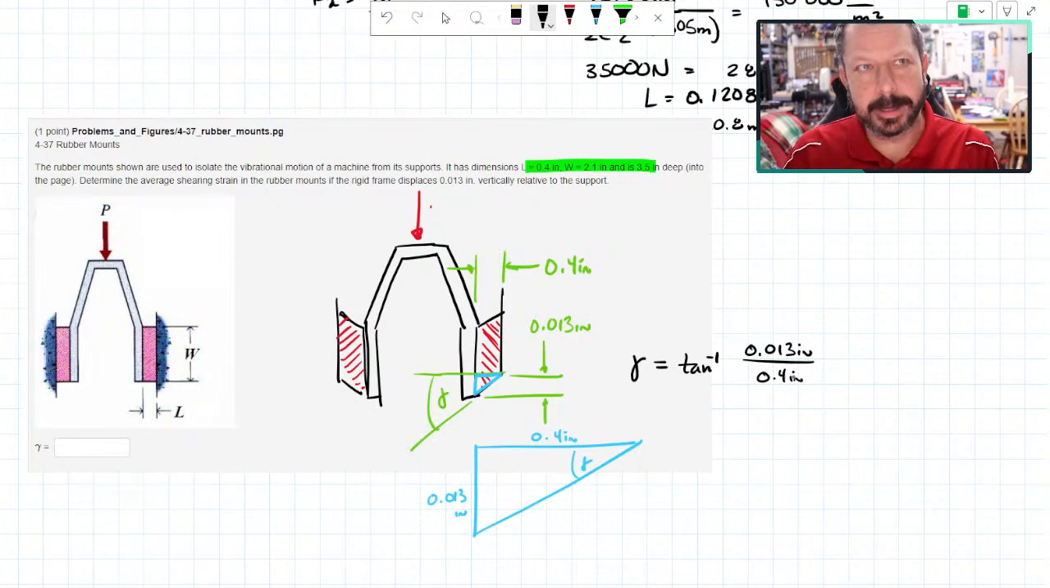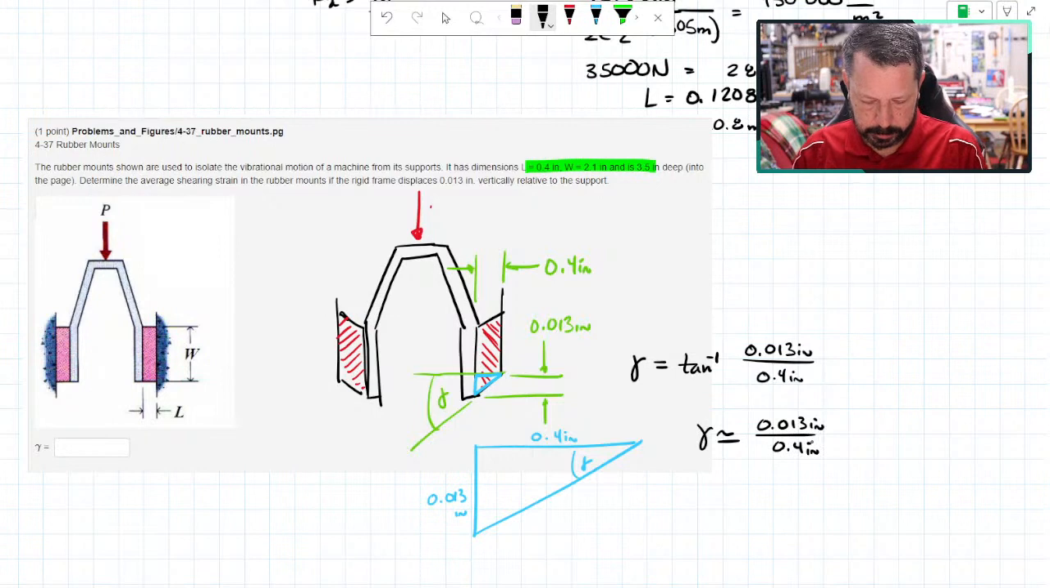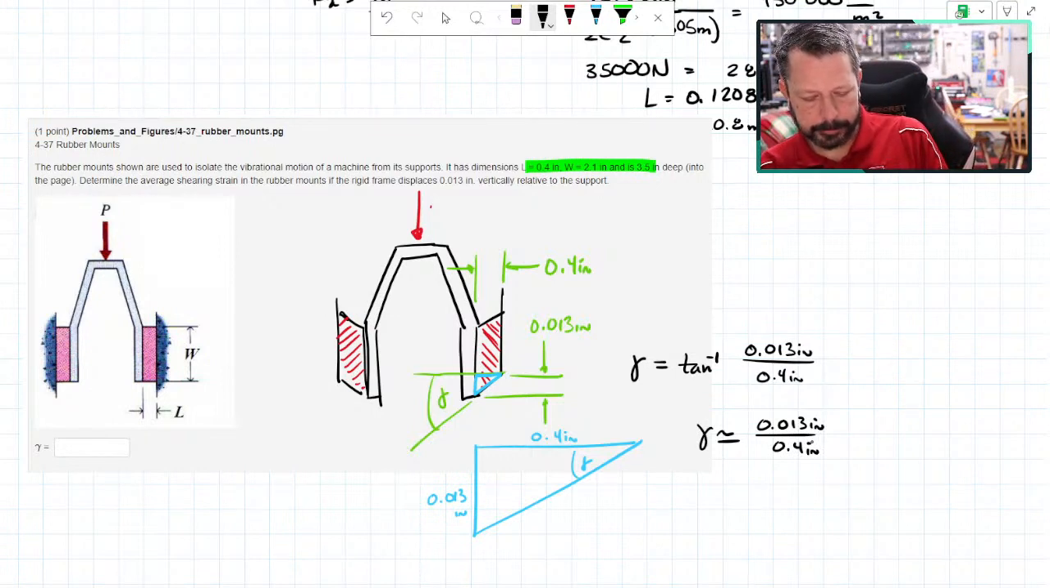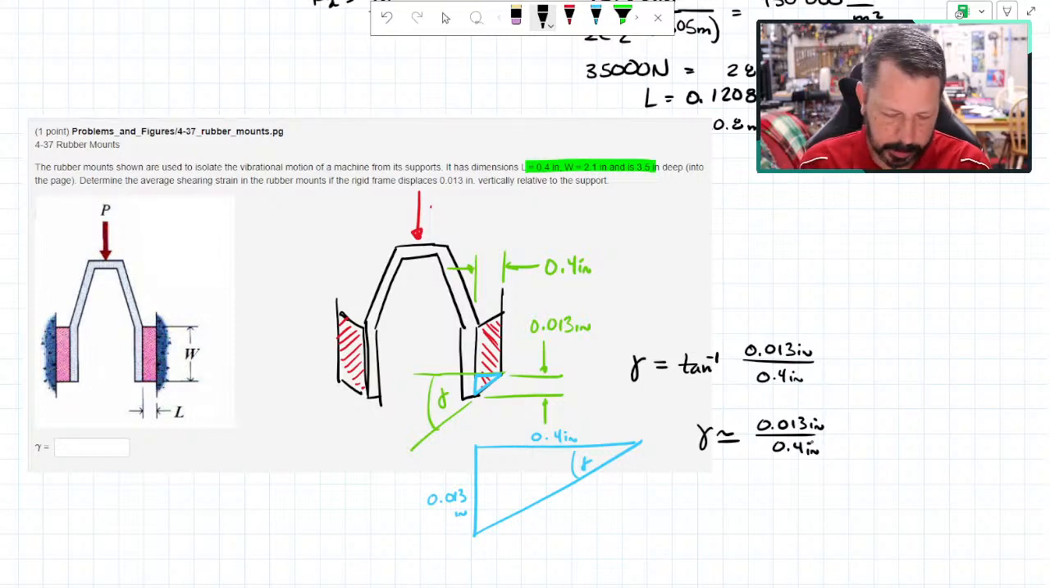As a slight shortcut, if you didn't have a calculator that could do inverse tangent for some reason, gamma is pretty much equal to 0.013 over 0.4. Let's see what that equals. You shouldn't have any problem actually doing the tangent, but once upon a time it was hard to do tangents, I suppose. So the approximation is approximately 0.0325.